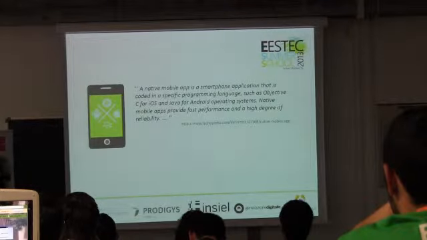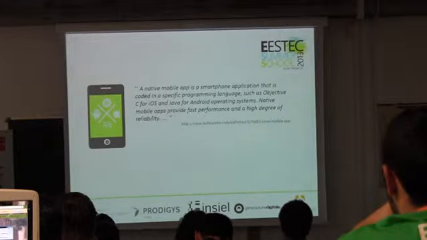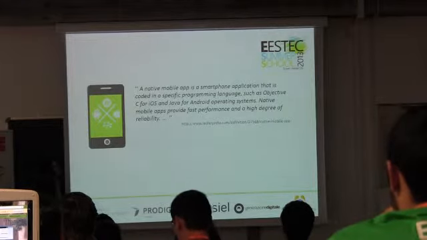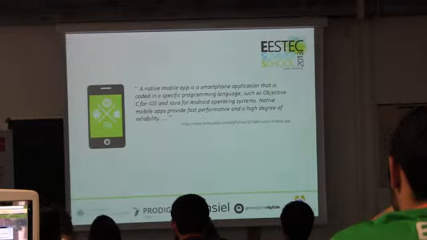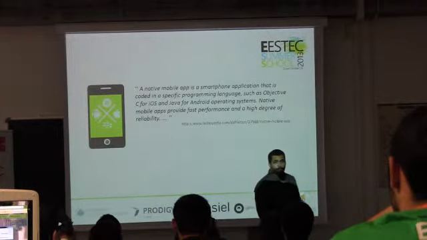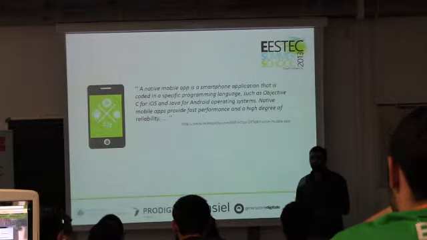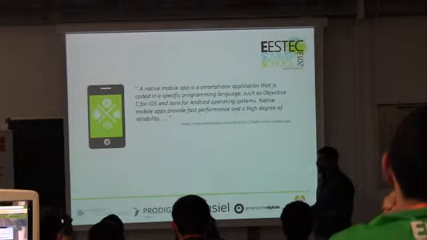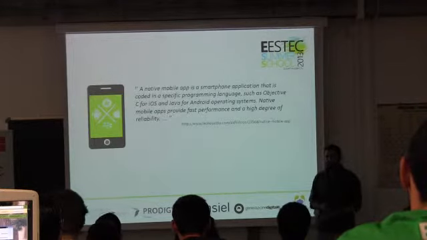What is a native app? There's a Techopedia definition. A native mobile app is a smartphone application that is coded in a specific programming language, such as Objective-C for iOS. I don't like it. C#.NET for Windows Phone, C++ for BlackBerry 10, HTML5 for Tizen and WebOS. There are other native languages. Native mobile apps are for fast performance and so on. That's what a native app is.